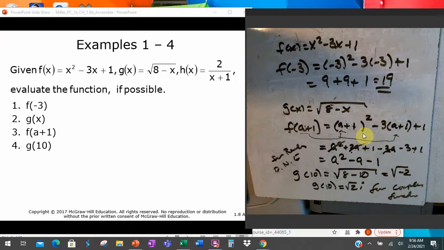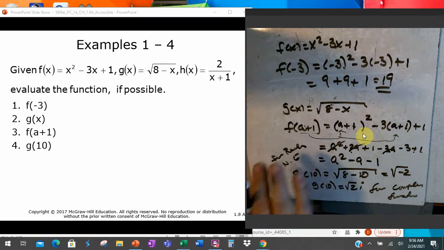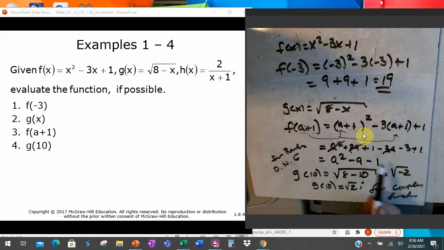Okay. And you have to know which one we're doing. Normally, we're talking about real functions in the pre-calculus and calculus that we're doing, other than we recognize when we have complex roots. Okay.